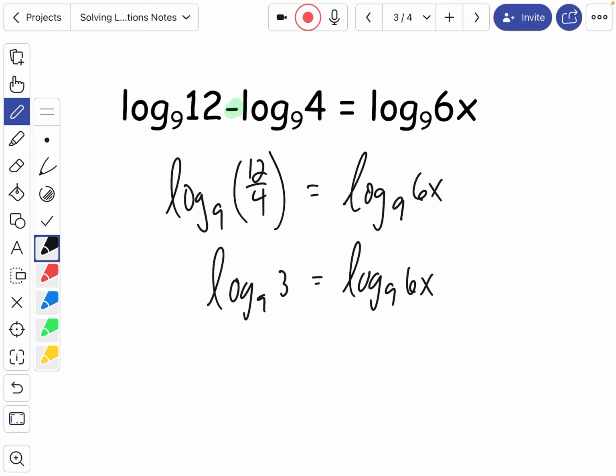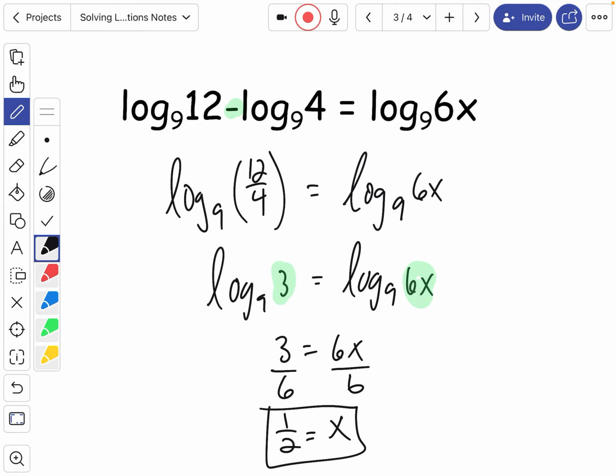And now it's just like the previous two problems where both of these sides of the equal sign are log base 9 of something. So that means that we can just take the 3 and the 6x and set them equal to each other. So 3 equals 6x. Divide by 6, and we get 1/2 equals x.